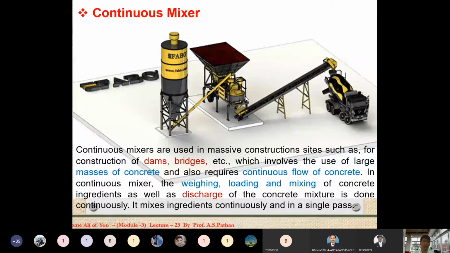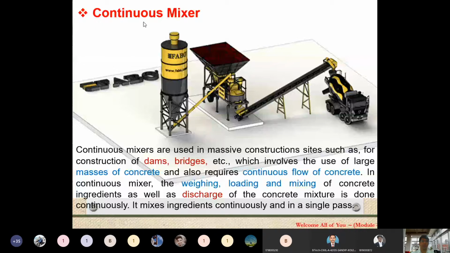We have to add the water in certain proportions. Then, with the help of this belt conveyor, after mixing, the concrete is discharged into this tilting type mixer. This mixer is mounted on a truck or dumper, ready for discharging the concrete at a particular site.